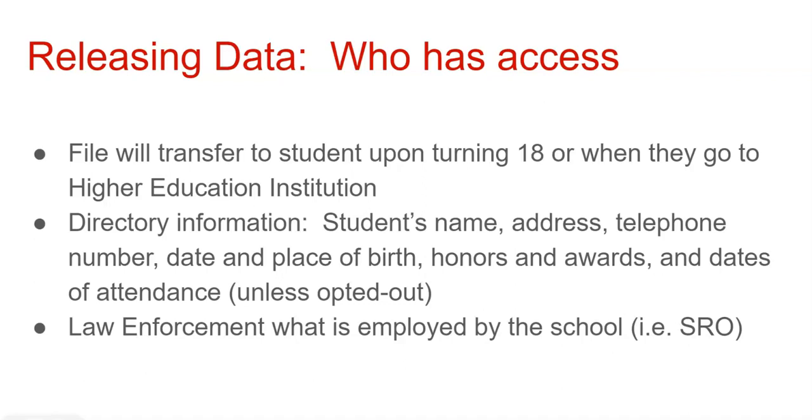Directory information, the student's name, address, telephone number, place of birth, date of birth, honors, awards, and dates of attendance, unless you have opted out. Now, students can be put in there without the option to even opt in, but the FERPA law states if they have opted out that they will not be in the directory information. Also, law enforcement can have access to the records if they're employed by the school, such as an SRO.